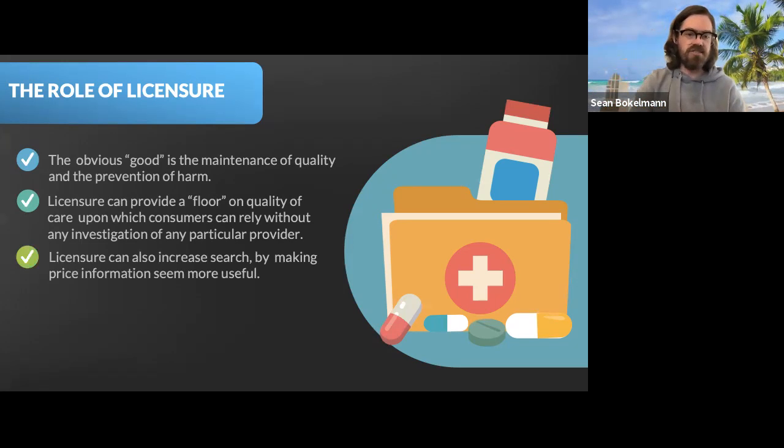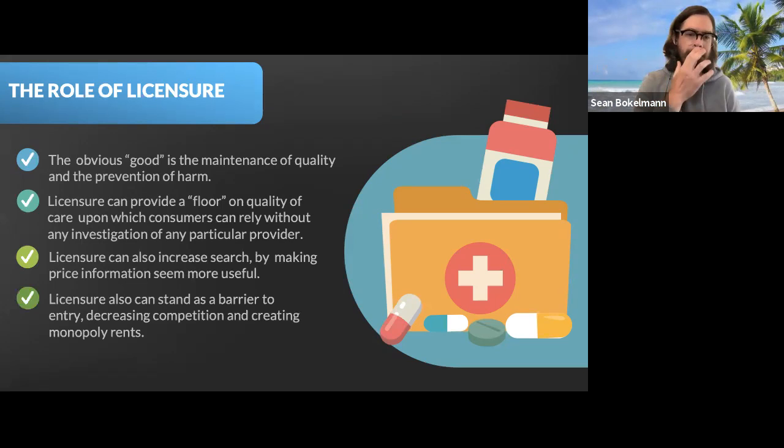Another good thing about licensure is that it can increase search. It does this by making price information seem more useful, right? When I see a higher price, it must mean that the doctor is of higher quality, right? So the price is providing more information, and it's more useful information.